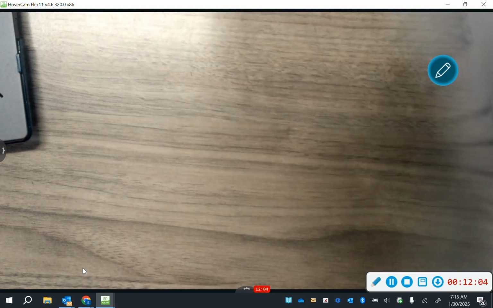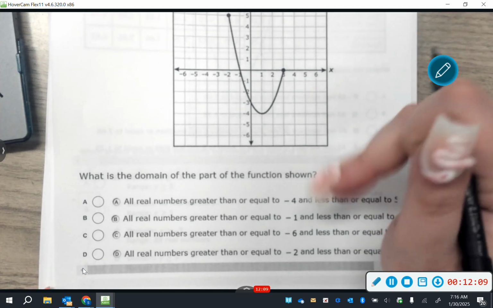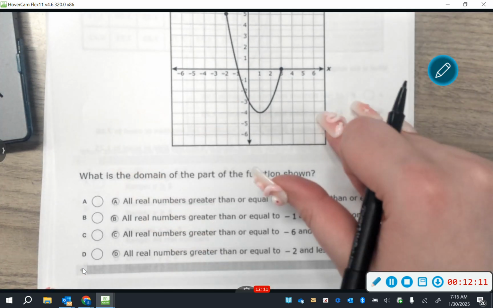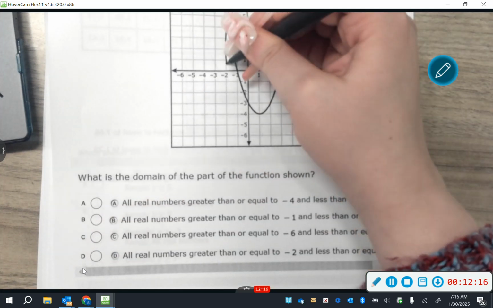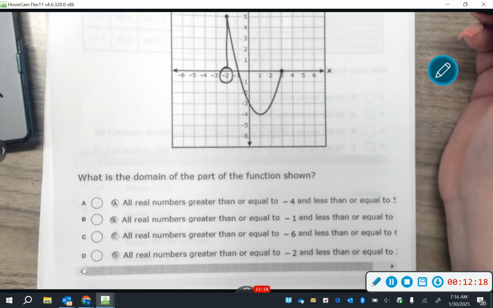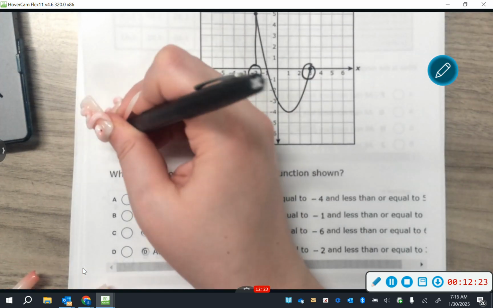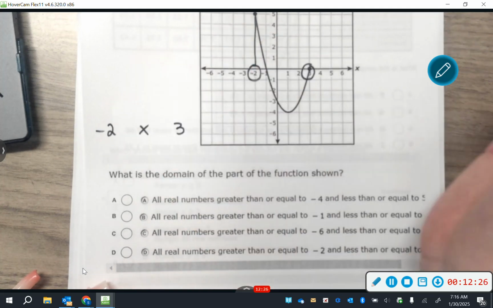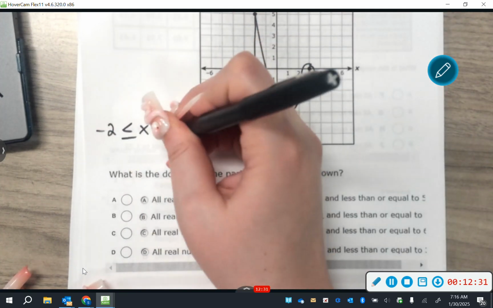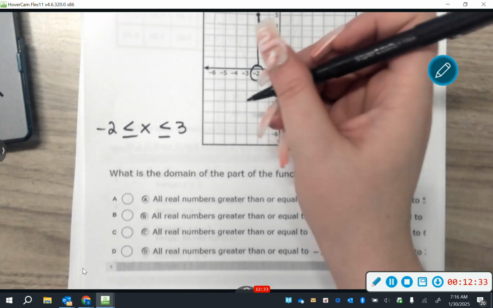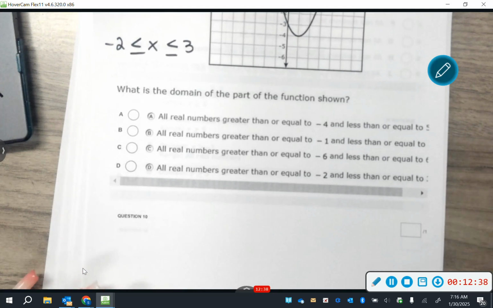B. For your domain, so remember range is bottom to top, domain goes left to right, it's your x's, range is your y's. Well, the furthest left we can go is -2. The furthest right I can go is 3. So that would be -2, 3, write x in the middle. Put my less than signs. Because they are closed circles, it's or equal to. So we're looking for -2 is less than or equal to x, which is less than or equal to 3.